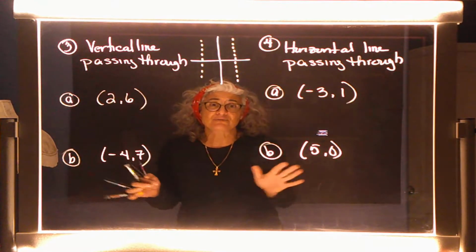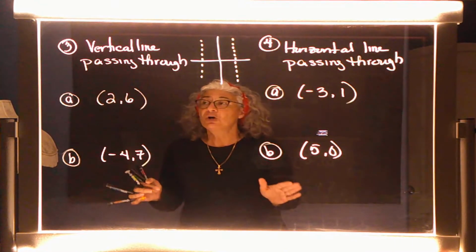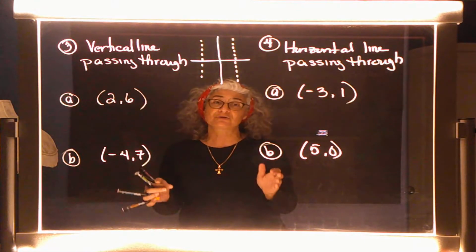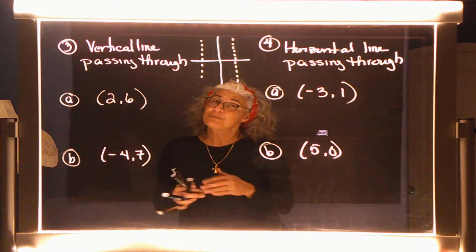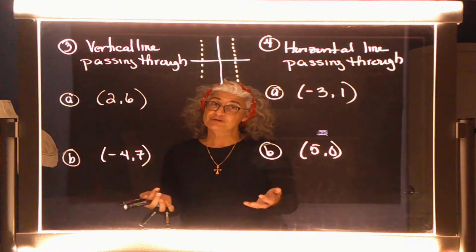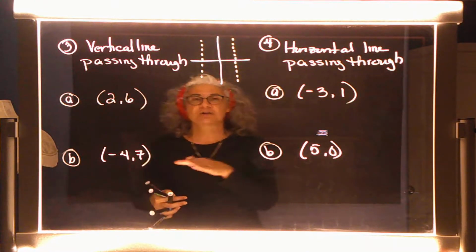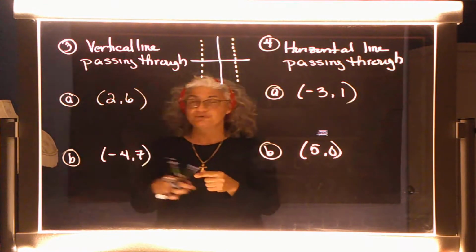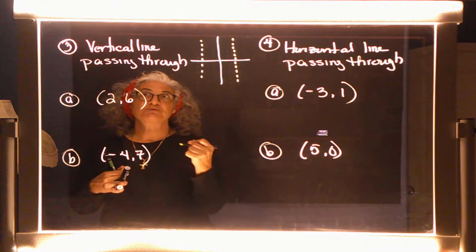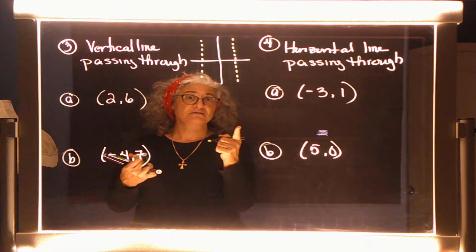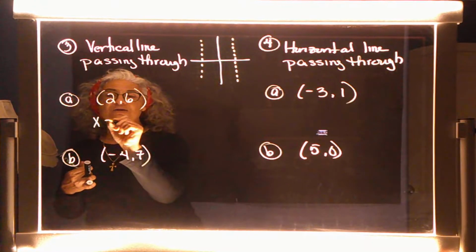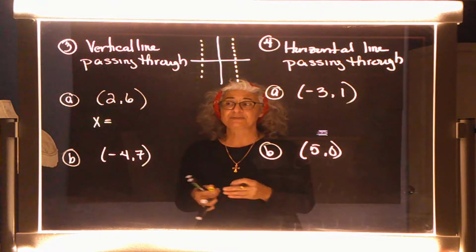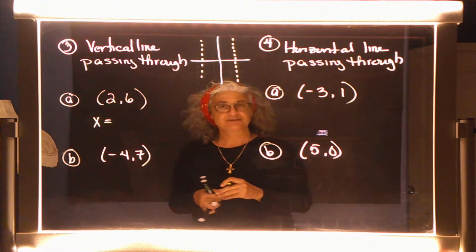It's not passing through the y-axis whatsoever, which means in this particular case, if they want a vertical line, that means it's going to be an x equals line. Are you with me? So look at part A. They want a vertical line passing through this point (2, 6), which means vertical means, yeah, x equals. And in A, x doesn't have a choice. x has to be equal to what? 2.